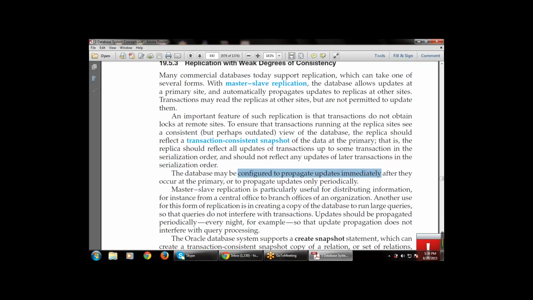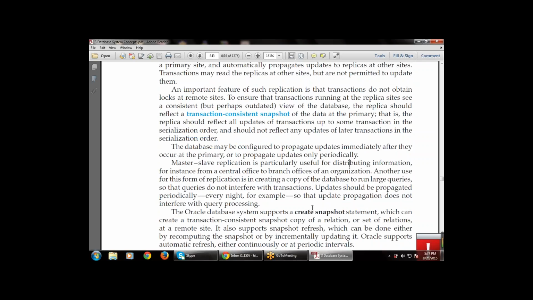The database may be configured to propagate updates immediately after they occur at the primary, or to propagate them periodically. Master-slave replication is particularly useful for distributing information, for example from a central office to branch offices of an organization, or from the branch locations to the central location.